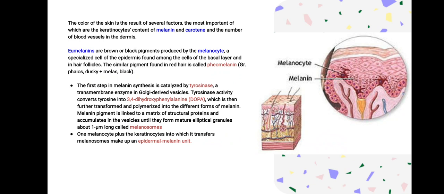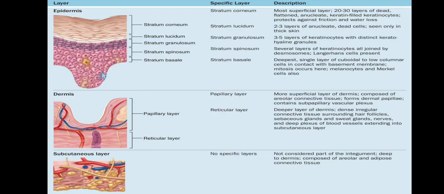So, one melanocyte plus the keratinocytes into which it transfers melanosomes make up an epidermal melanin unit. So, that's the melanocyte. As I've said earlier, this is just an overview or an introductory part of melanocytes. Next, here are the layers of the skin, the 3 layers of the skin.